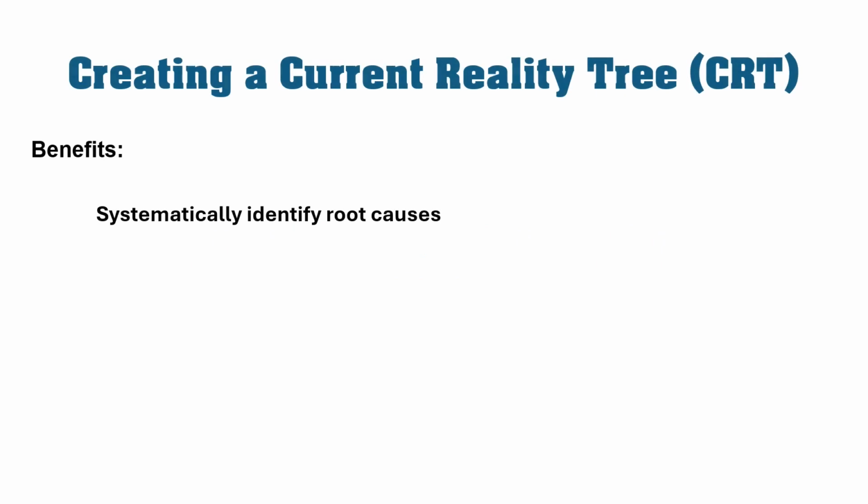In this video, we're going to go through the basics of creating your very own current reality tree. So the benefits of creating a current reality tree are that you're able to systematically identify your root causes, and you can visualize these complex interdependencies that affect your system. And this can be with patient care, staff efficiency, organizational performance. Once you have this all laid out in front of you, everyone's able to visualize it together.